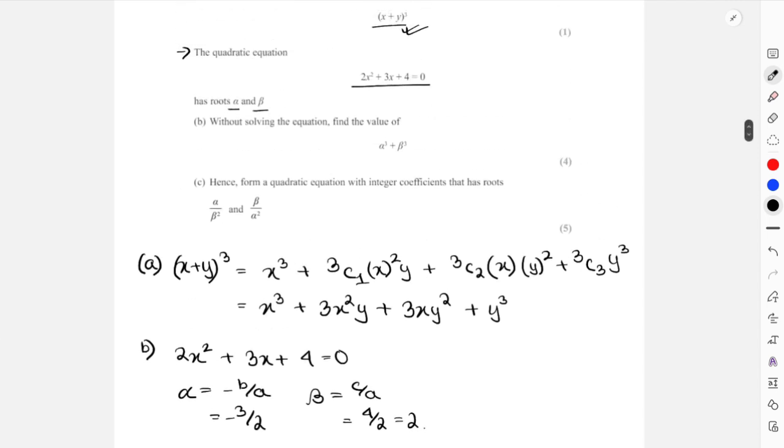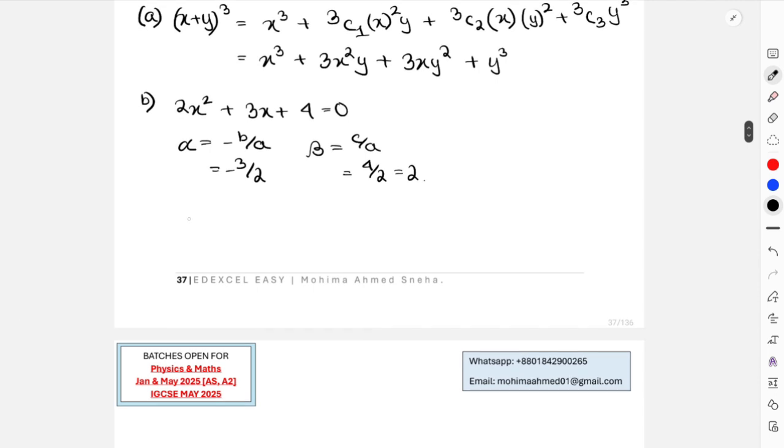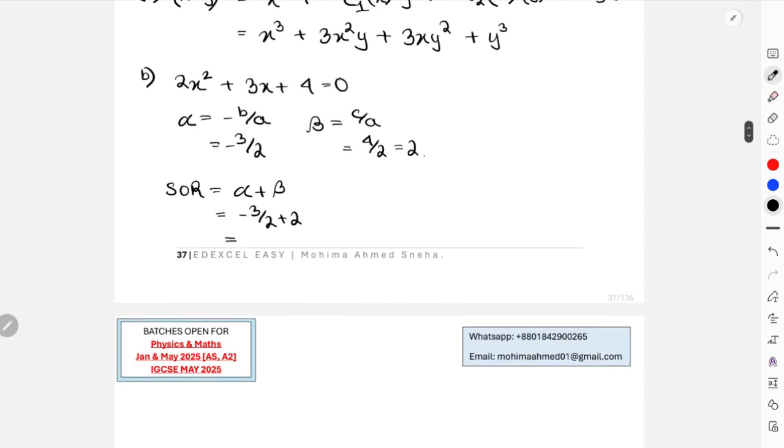Now they want to find out alpha cube and beta cube, that we can find out, but obviously we'll first have to do the sum of roots and product of roots. So sum of roots, SOR, that is alpha plus beta, which turns out to be minus 3 by 2 plus 2, which is 1.5 minus 1.5 plus 2 is just 0.5. And product of roots, that is alpha and beta, which is minus 3 by 2 and 2, this is minus 3.